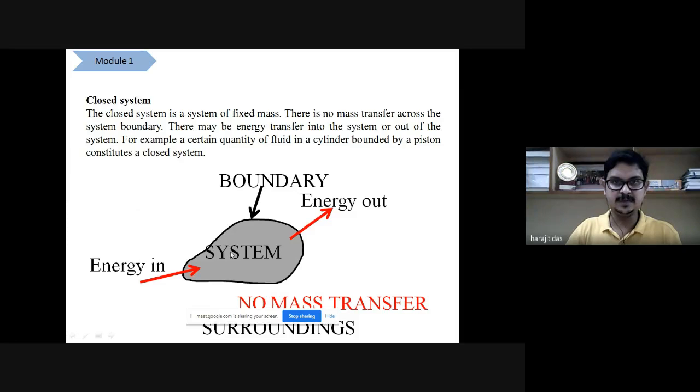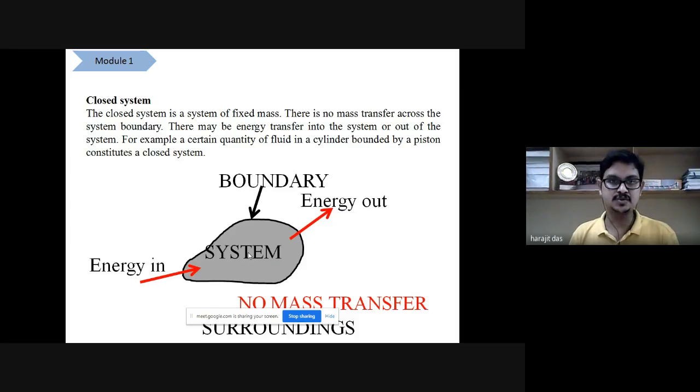Here the figure depicts that the system can interact with the surrounding by transferring energy, but there is no mass transfer from the system to the surrounding, or from the surrounding to the system. These kinds of systems are called closed systems. You can give the pressure cooker as an example of a closed system.